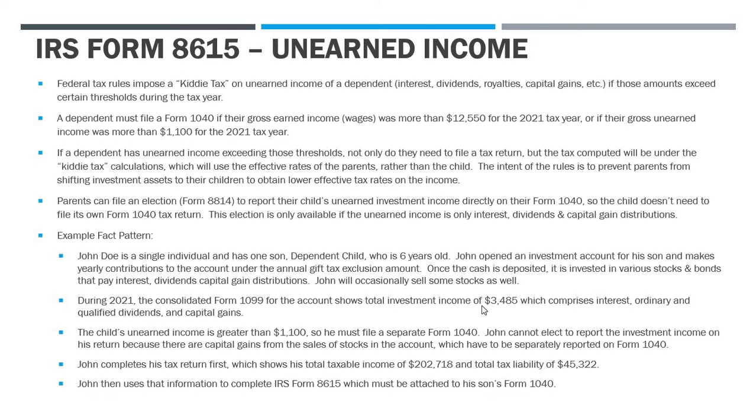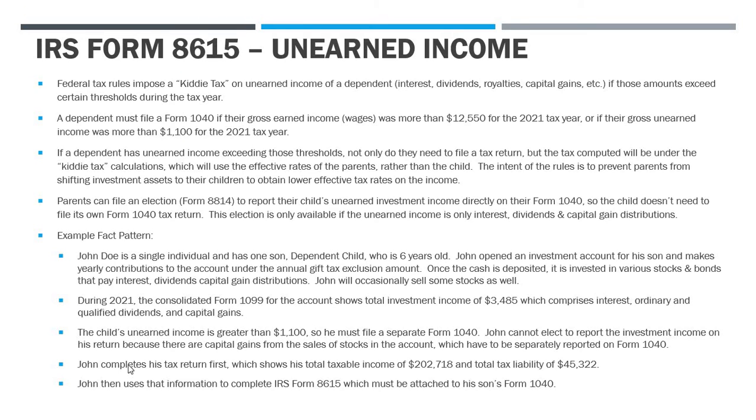And so all of that's got to be reported on the 1040 for the child, right? And so notice here, again, the standard deduction for unearned income is only $1,100. So because the child's unearned income is over $1,100, got to file a separate 1040. And John cannot elect to treat this investment income as being reported directly on his return because he's got capital gains from the sale of stocks. Remember, it's only interest, dividends, and capital gain distributions are eligible to be reported on the parent's return.